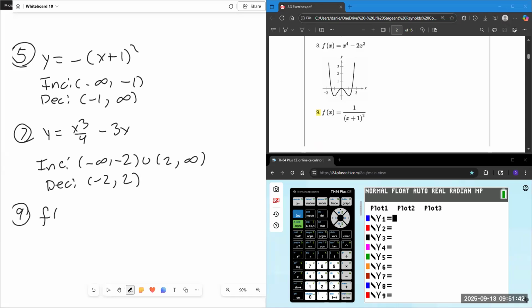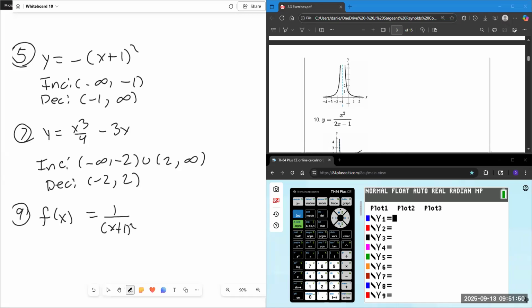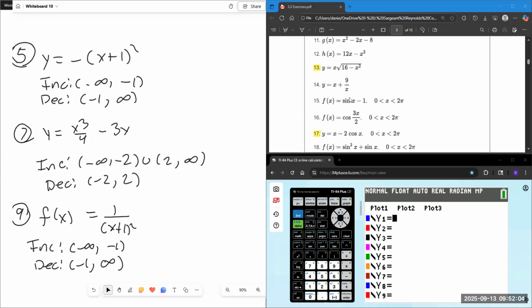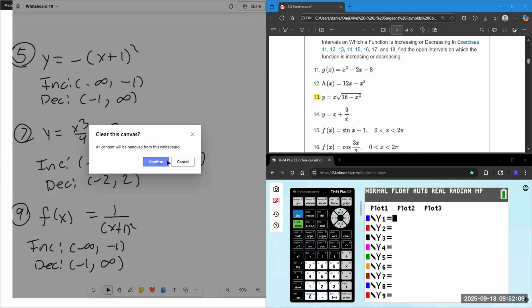f of x is equal to 1 over x plus 1 quantity squared. That graph is given to me there. It's increasing on negative infinity to negative 1, and then decreasing from negative 1 to infinity. All right, that wraps up that little bit where they give us the graph. Now we're going to have to do some calculus to find the answer.